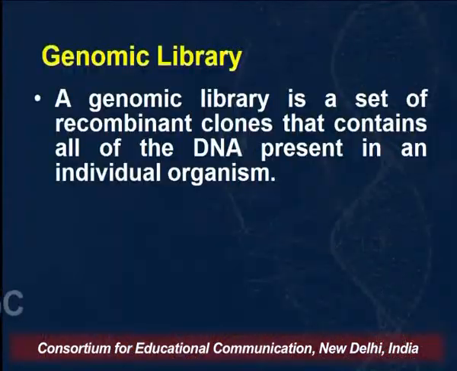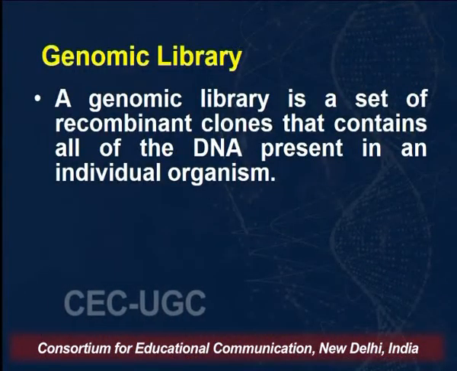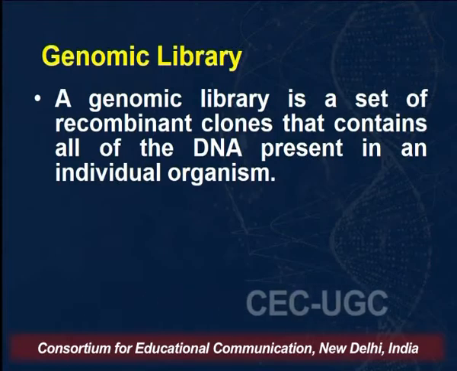So, genomic library, as I was talking about, is a set of recombinant clones that contain all of the DNA present in an individual organism. So, this is actually a collection of recombinant clones. So, what are recombinant clones? They are the vectors that carry our gene of interest. So, if we divide the entire genome into a set of fragments and those fragments we clone into vectors, then this set of cloning vectors containing the gene insert, which is the recombinant clones, represent the entire genome of that organism, and it is termed as a genomic library.